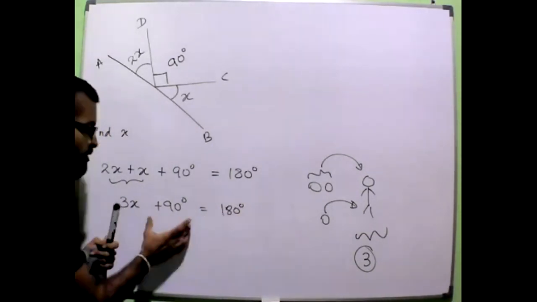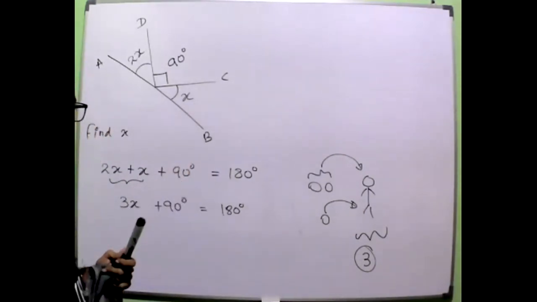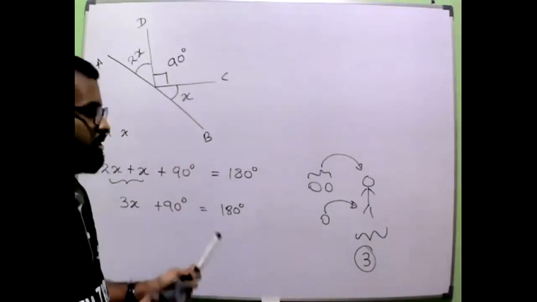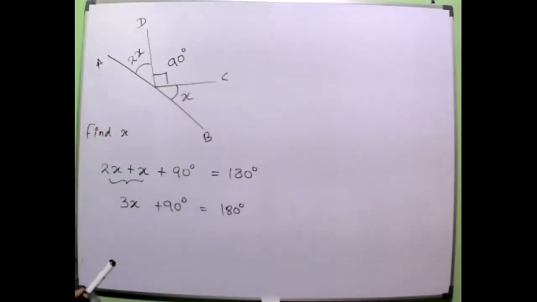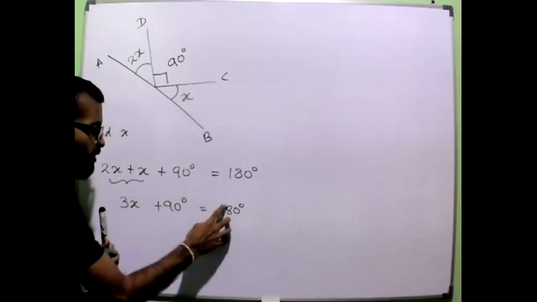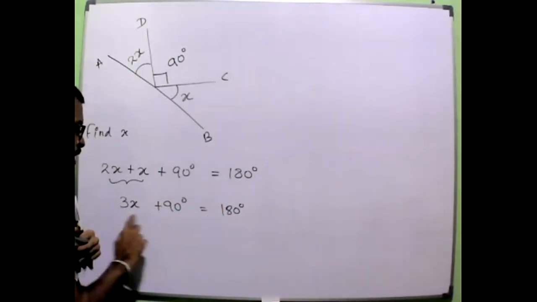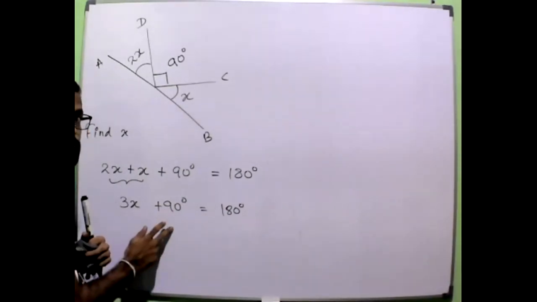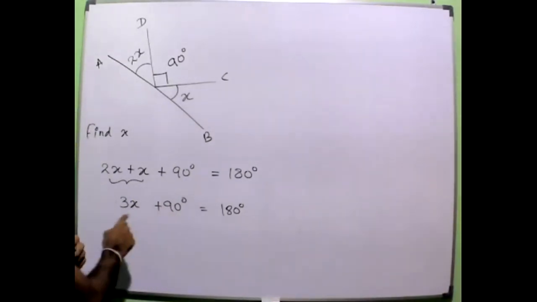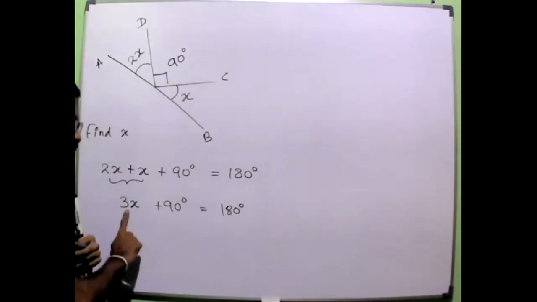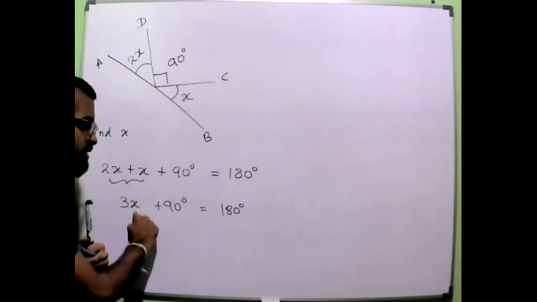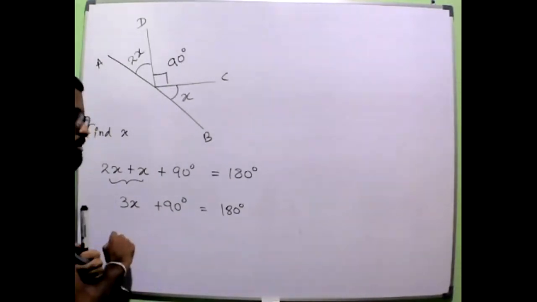Now this is very similar to the previous things that we discussed. But here now there are two terms. First one is 90 degrees, second one is 3x. Because we need to make this x the subject. We have to find x.